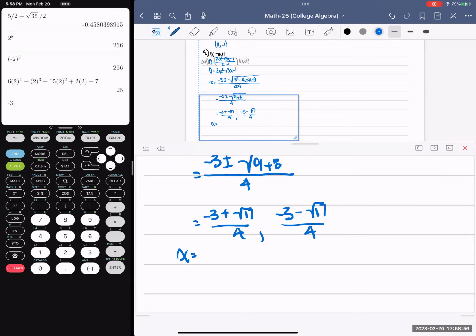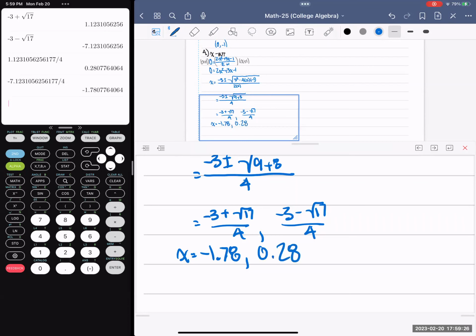So -3 plus the square root of 17, and let's get minus. So now we have this divided by 4 and this divided by 4. So those are our two values. So we have -1.78 and 0.28.